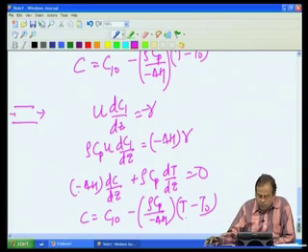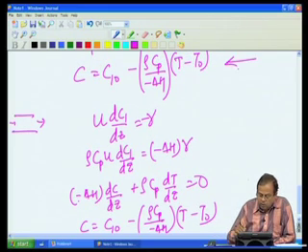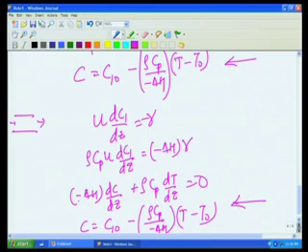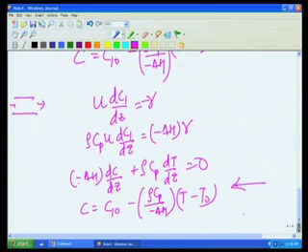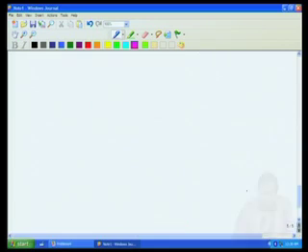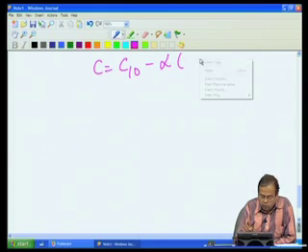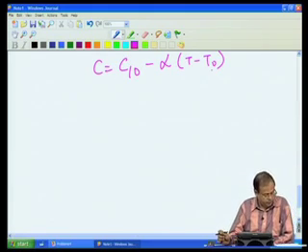So, if we now compare the relationship for stirred tank reactor and for plug flow reactor, we have shown that there is a linear relationship only if properties such as delta H, Cp, rho are constant. So, let us make that assumption, and let us call this constant alpha. Okay. So, what we have is C is C10 minus alpha into T minus T0. Okay.